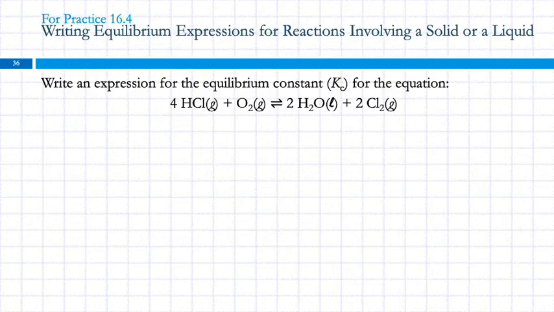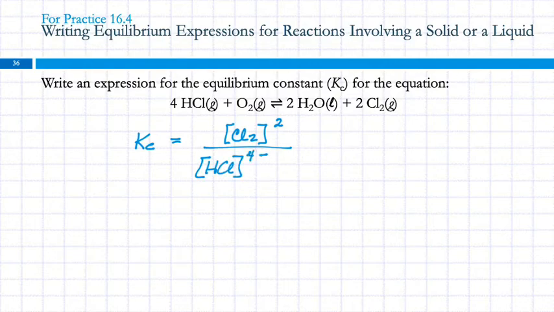Right, the equilibrium constant for this one. Give you a minute to do it yourself. So what's in the numerator? H2O. Oh, my bad. And in the denominator, I've got the HCl to what power? 4th power, and O2, the 1st power.